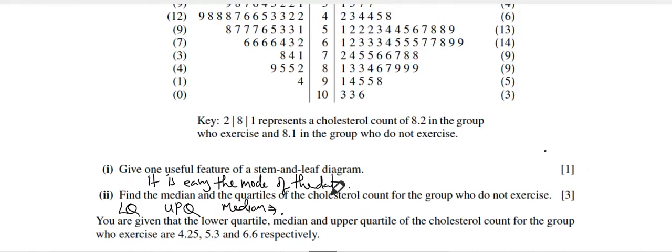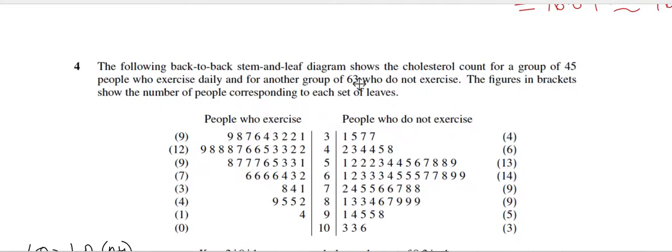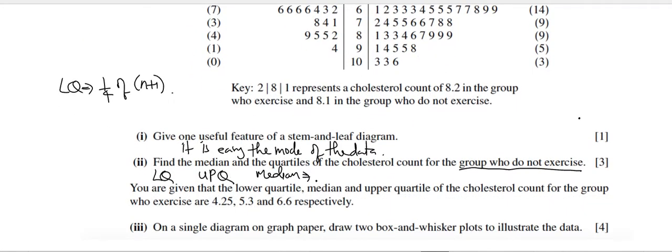To find the lower quartile, let's put LQ. It is a quarter of n plus 1. For this method it's n plus 1, where n represents the number of data we have. The question requires the group who do not exercise, which is 63 people. So a quarter of 63 plus 1, which is a quarter of 64.